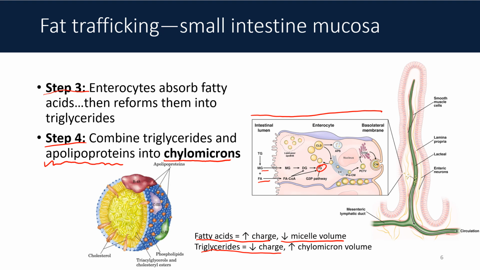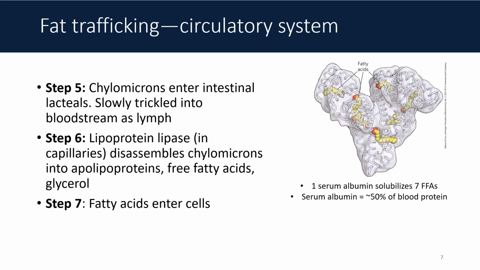And as a result, we can pack more into a single chylomicron, which means we can get away with making fewer of these chylomicrons per meal, which is going to be much more manageable to ship off and deliver through our lymphatic system. As foreshadowed, the last phase of fat trafficking is going to occur throughout the circulatory system.